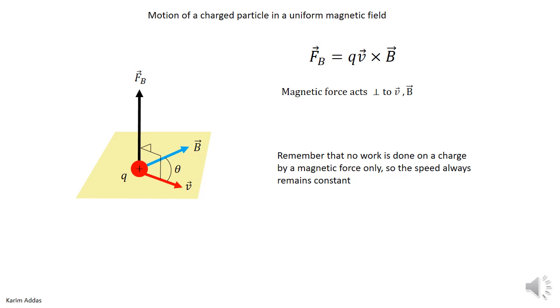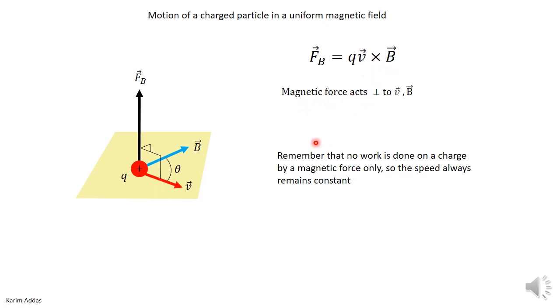In these slides, we want to illustrate the idea of circular motion of a charged particle in a magnetic field. So to remember, the force on a charged particle is QV cross B. V is the velocity of the charge, Q is the charge, and the magnetic field is B. So we showed that the magnetic force acts perpendicular to both V and B.